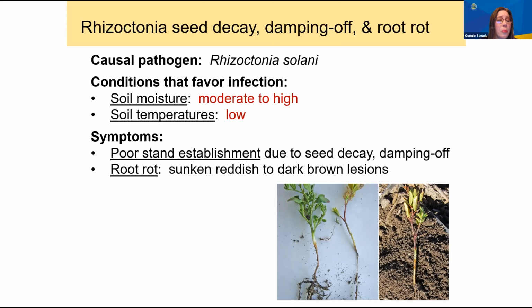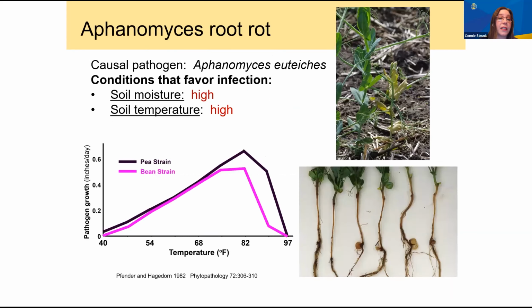But with Rhizoctonia, you may see a sunken, reddish to dark brown lesion on the stems around the soil line, or just below or just above. So you may be able to see Rhizoctonia a little bit easier and distinguish that from other seedling diseases or root rots.